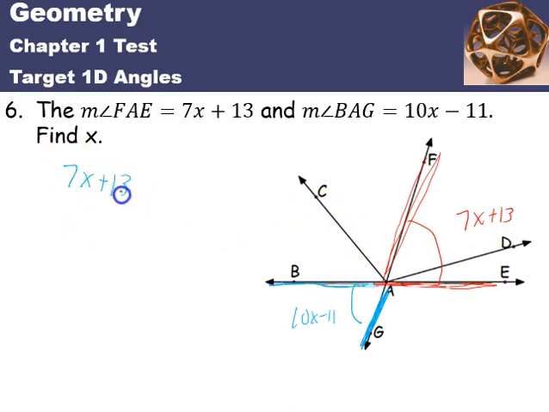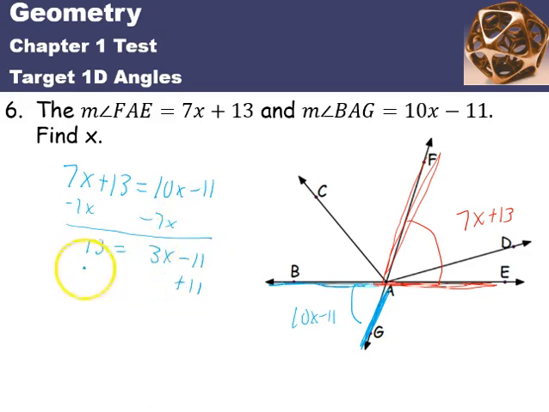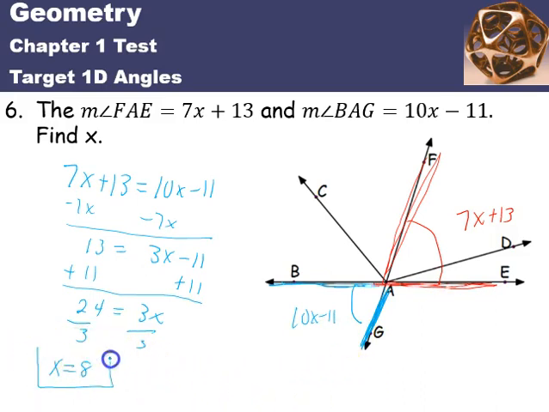So 7x plus 13 has to equal 10x minus 11. So I could subtract 7x, and I get 13, 10 minus 7 is 3x minus 11, add 11, and I get 3x is 24, divide by 3, and I get that x equals 8. So x is 8. But I am going to just double check that.